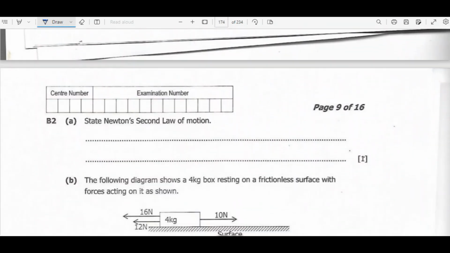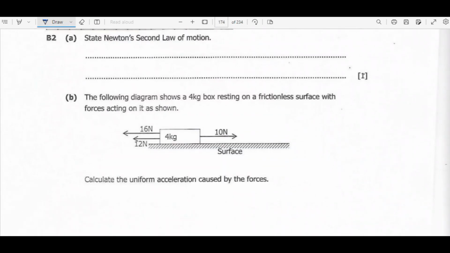We move on to question 2. Under question 2a, we have: state Newton's second law of motion. Newton's second law of motion is the information that tells us the relationship between force, mass, and the acceleration of a certain object. So we say a net force that acts on a body.